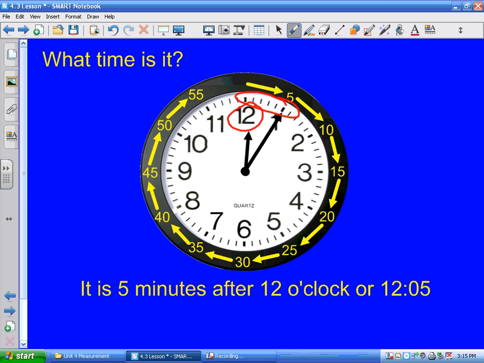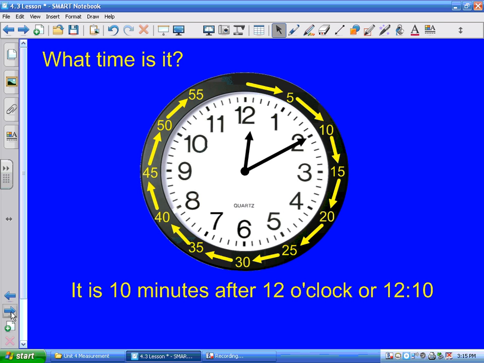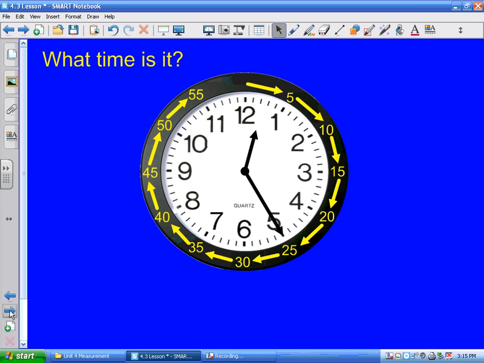Now, if you want to try to count the tick marks, it takes a long time. 1, 2, 3, 4, 5. You should know that between the 12 and the 1 is 5 minutes. So you should be able to skip count when the big hand is pointing at the big numbers. What time is this one now, Thomas? 12:10. 12:10 or 10 minutes after 12. Both ways are properly said. Okay? You see it's 10 minutes after 12 o'clock or 12:10 like Thomas said.